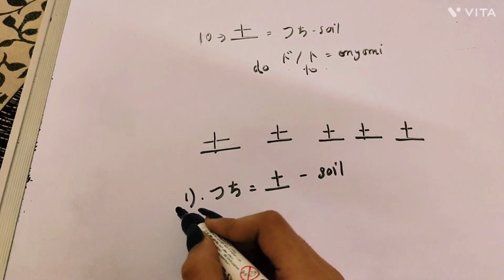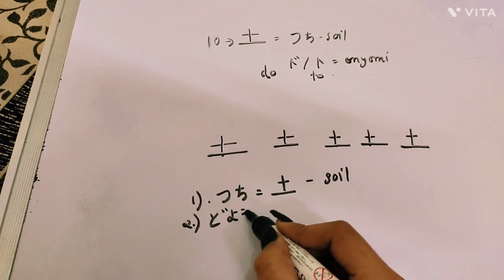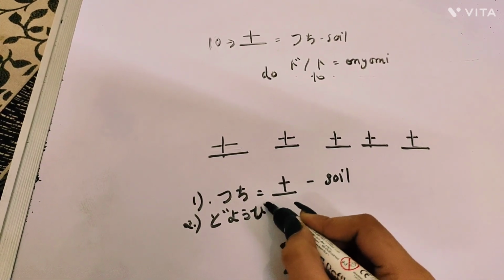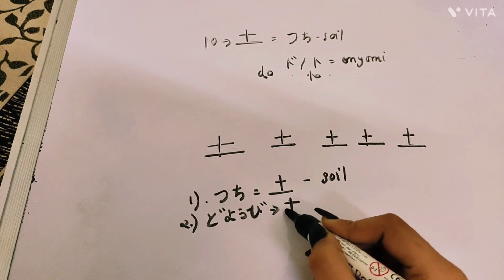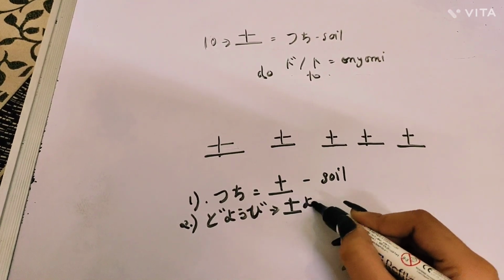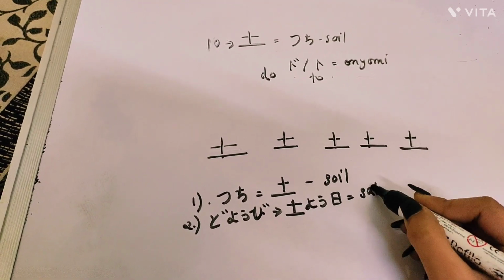Next word is doyobi. Doyobi is Saturday. Draw the kanji of doyobi. Doyobi is Saturday.